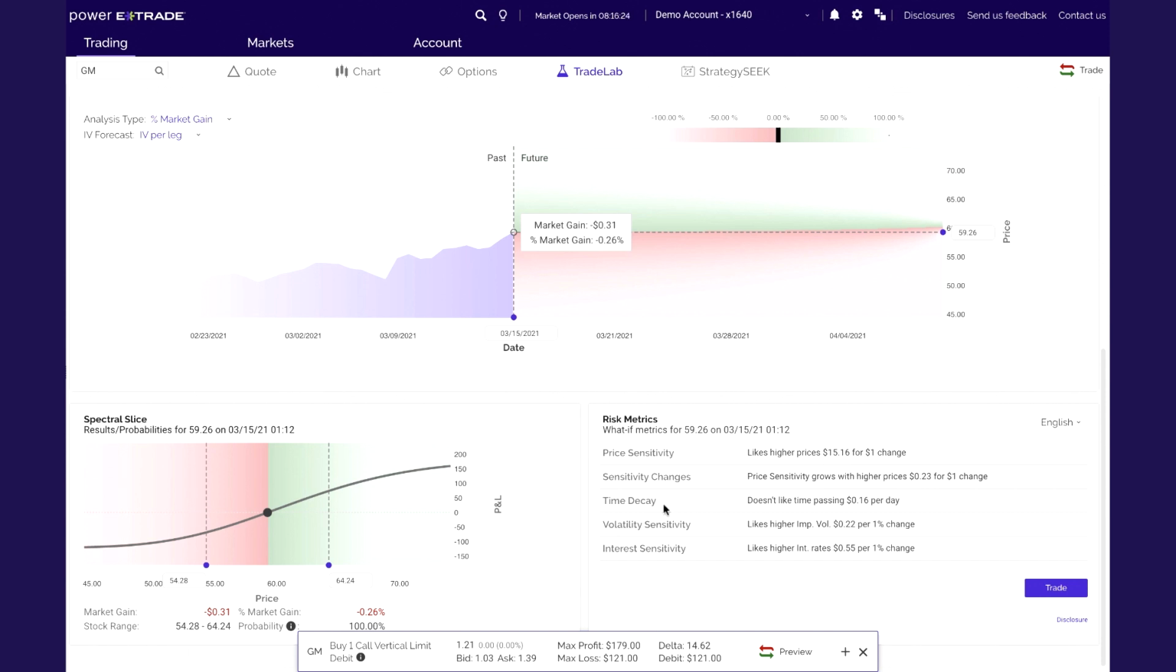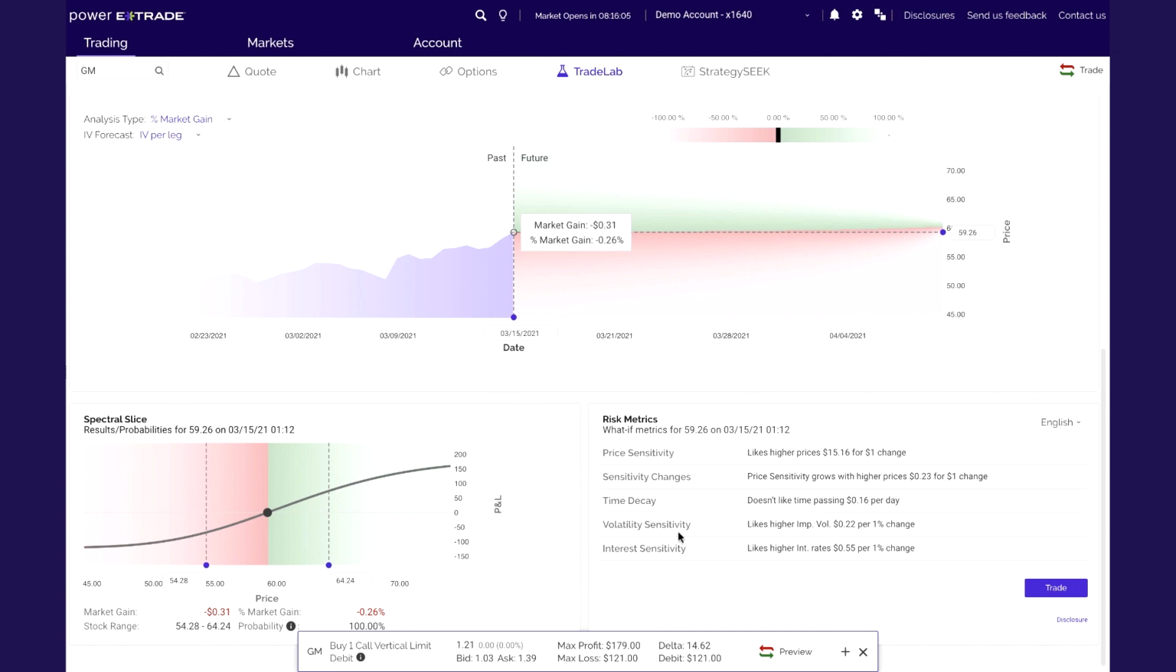Regarding time decay, it does not like time passing. In fact, it'll cost about 16 cents per day. That would be something you would want to consider if we were going into a 3-day weekend. This way you would understand how this spread might change in value strictly from having a 3-day weekend if you were to put it on a day like Friday.